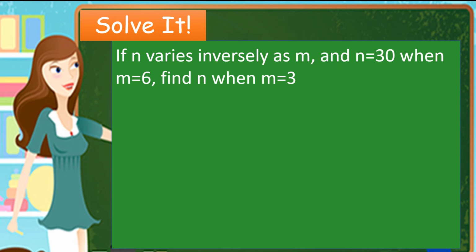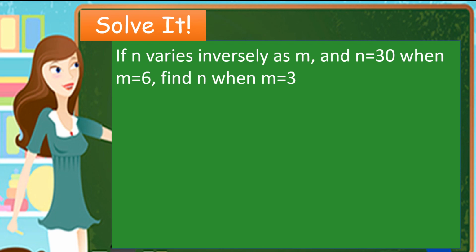Then, another problem. So, we have if n varies inversely as m, and n is equal to 30 when m is equal to 6, find n when m is equal to 3. So, katulad ng ating ginawa kanina, hahanapin muna natin ang constant of the variation and syempre ang ating equation at saka natin isosolve yung nawawala. So, kung mapapansin ninyo, dalawang set ito ng given values. Isang set na ang n ay 30 at ang m ay 6 at yung isang set naman nawawala yung value ng n at ang given ay m.